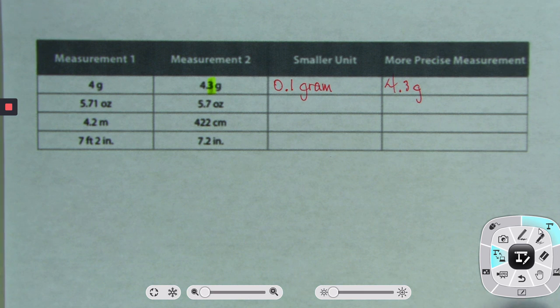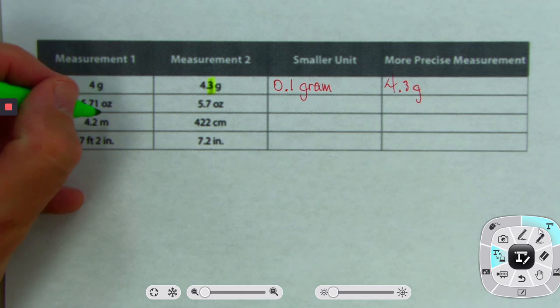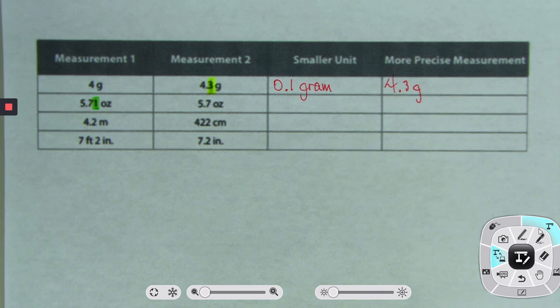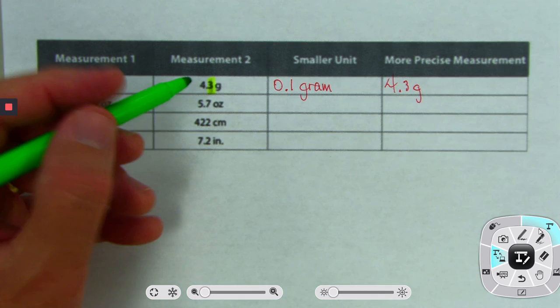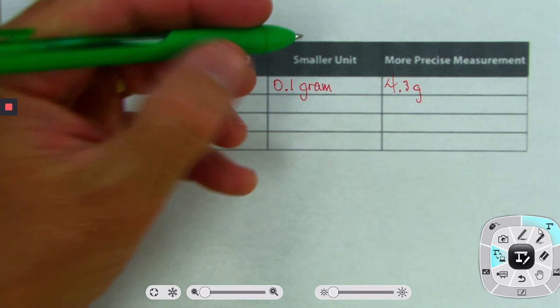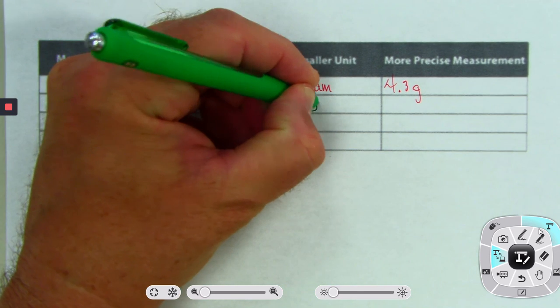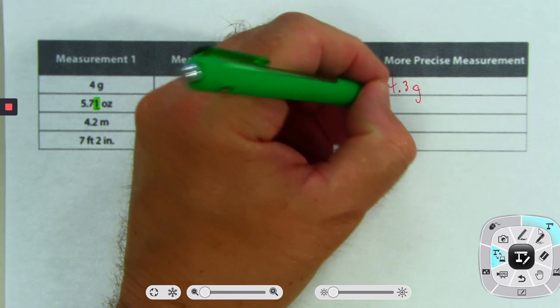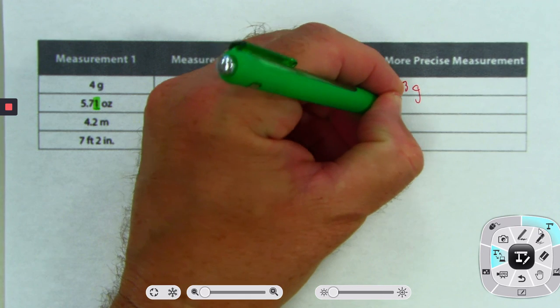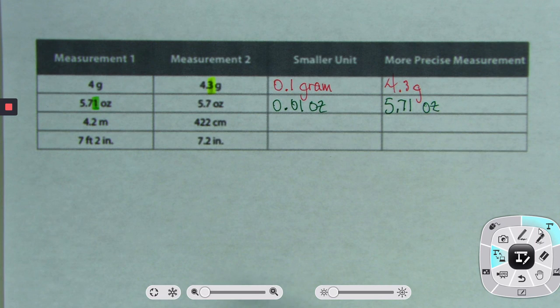Check out the next one. The first measurement was 5 71/100ths of an ounce. My smallest unit is the hundredths of an ounce versus 5 7/10ths of an ounce. So my smaller unit there is 1/100th of an ounce, meaning that the more precise measurement is 5.71 ounces. So far, that seems pretty straightforward as you're writing that down.